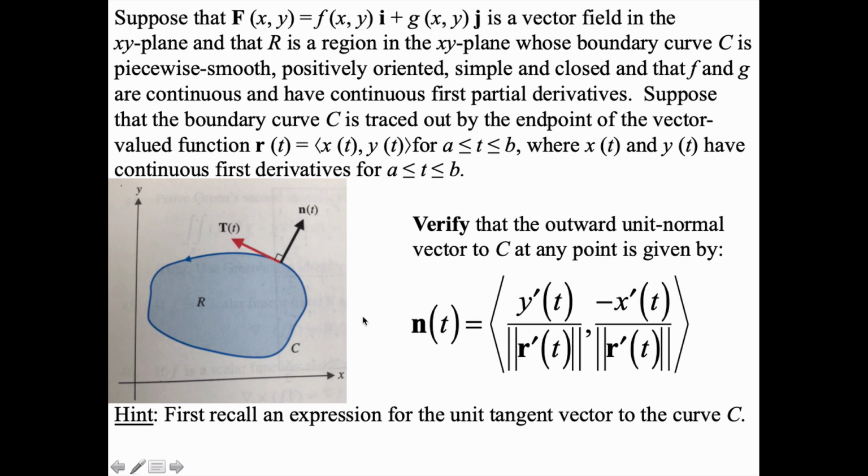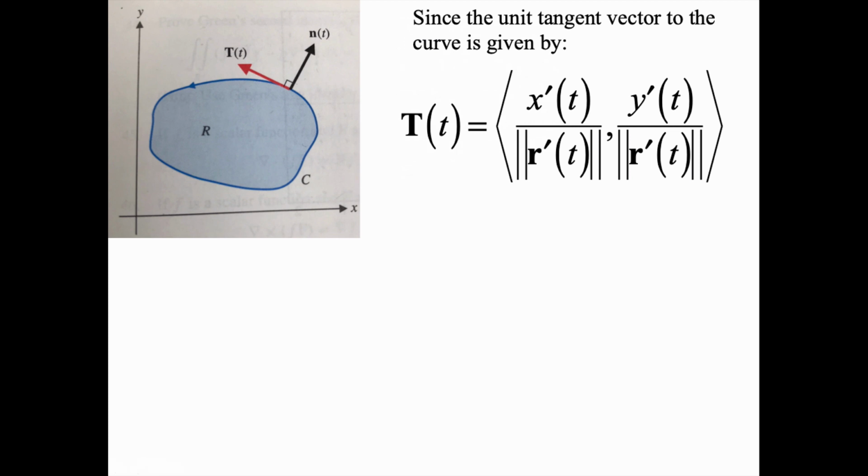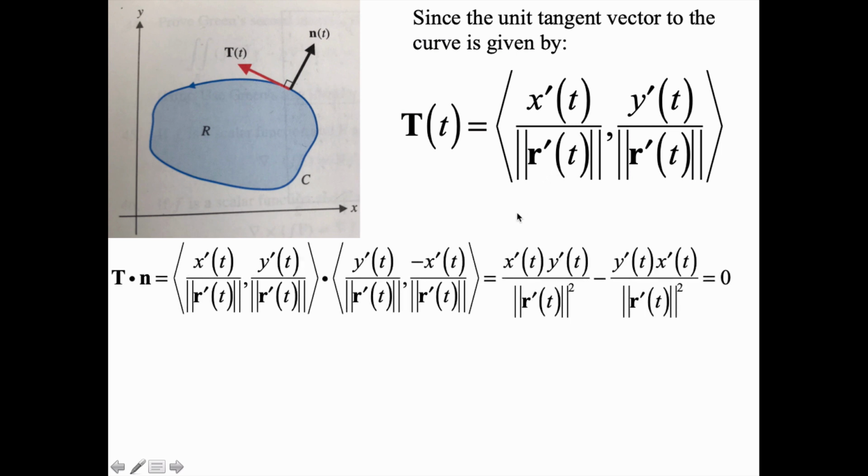In order to show very easily that this really is the expression for the unit normal vector, let's recall an expression for the unit tangent vector to the curve C. You recall a unit tangent vector T(t) is simply: you take the component functions of the position vector, x(t), y(t), take the derivatives of those component functions, x'(t), y'(t), and you divide by the norm of r'(t). It's interesting when you dot that expression with n. So here's the unit tangent expression, here's the alleged unit normal vector.